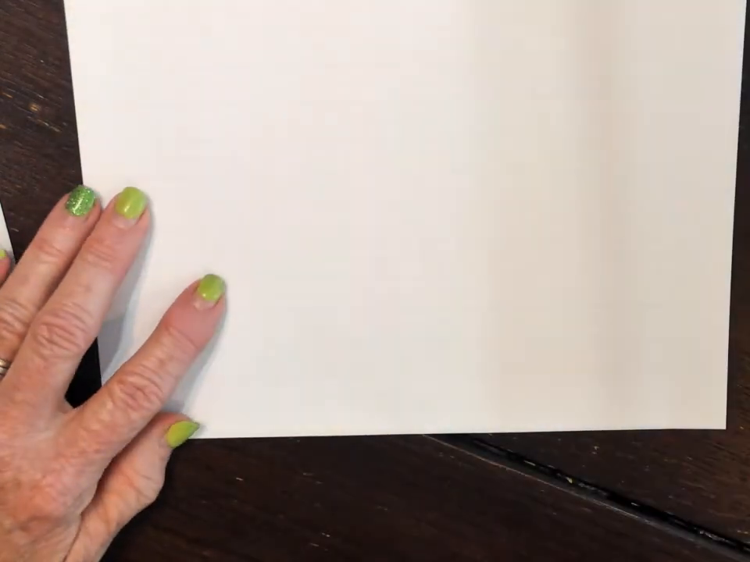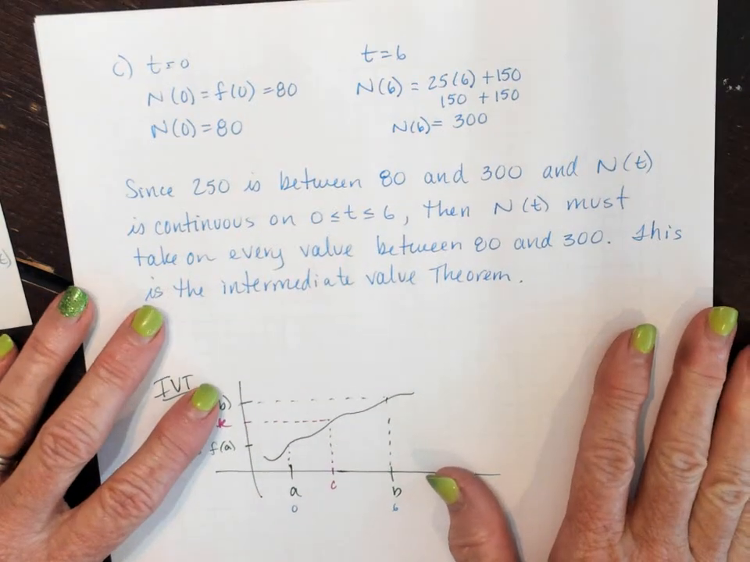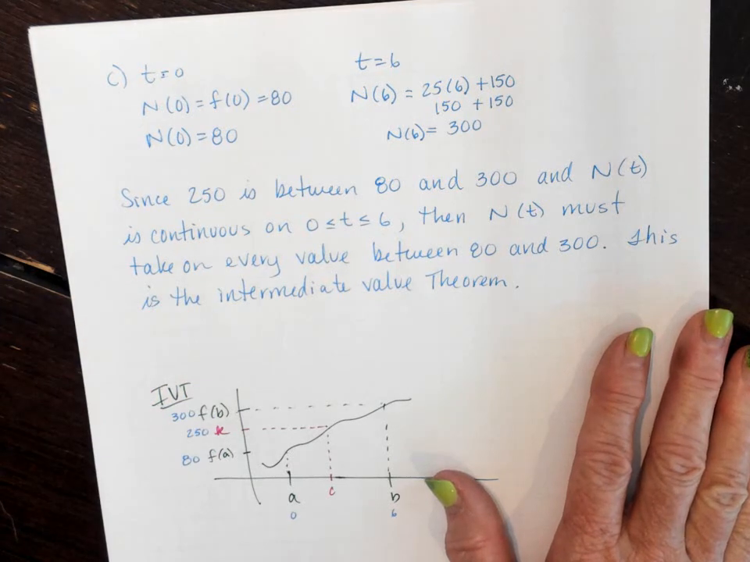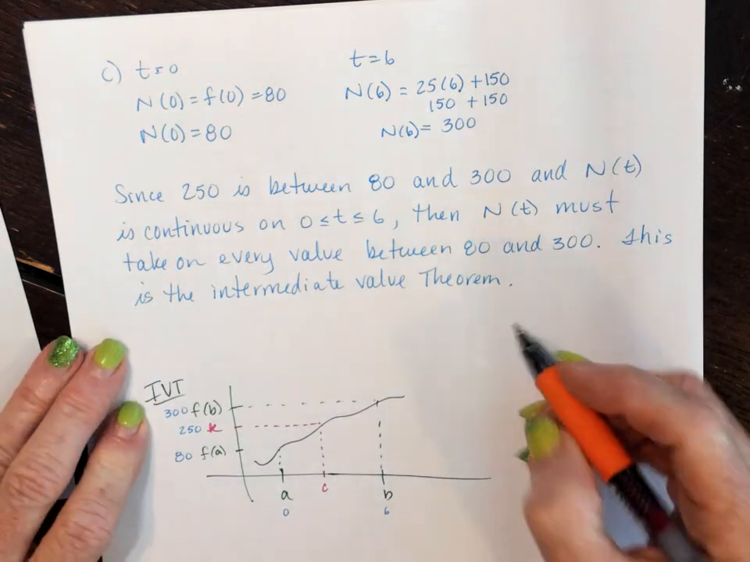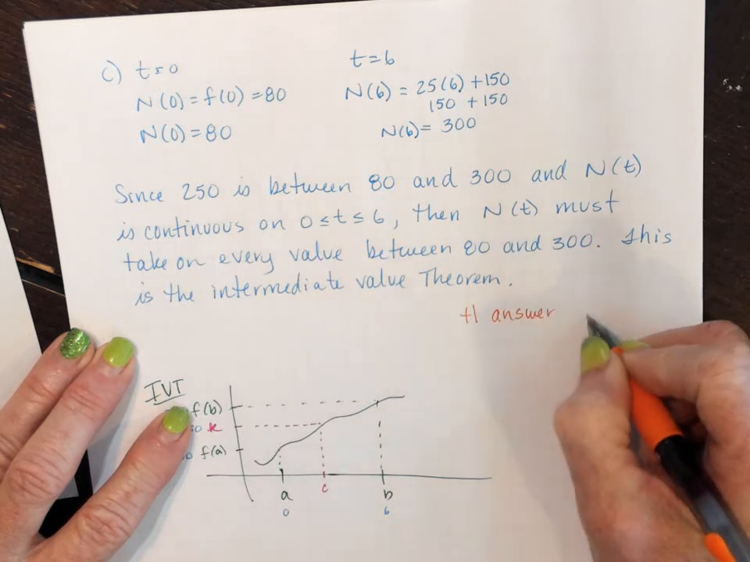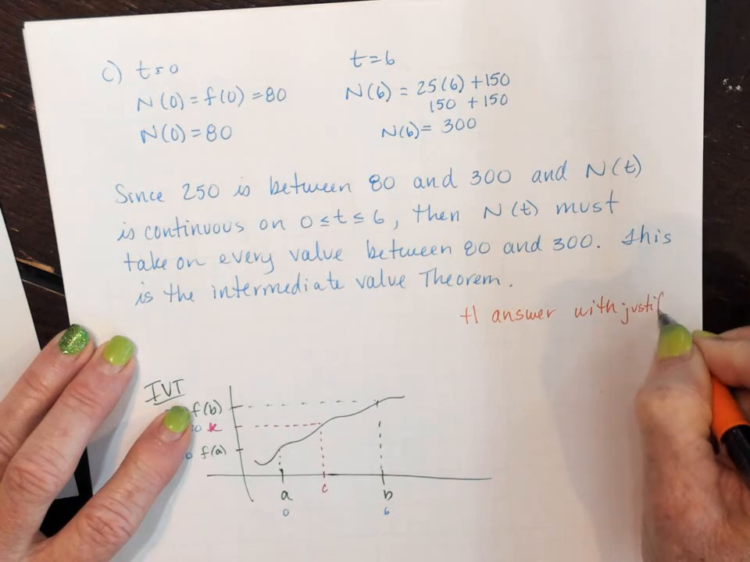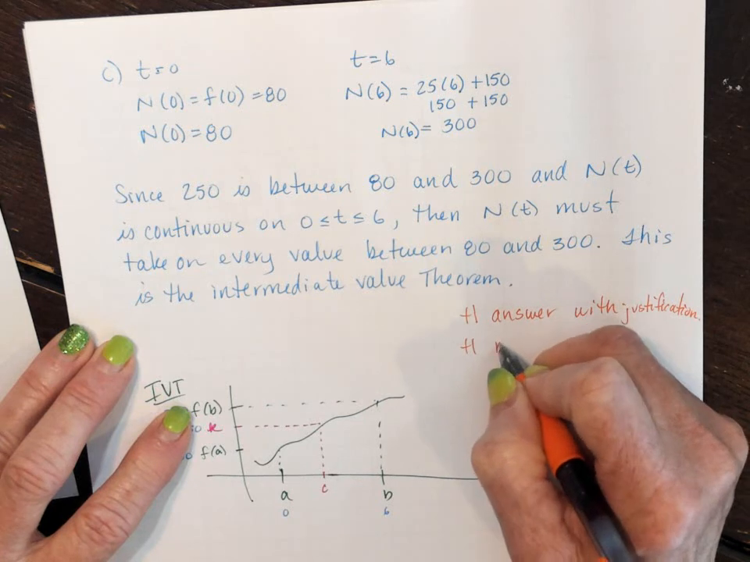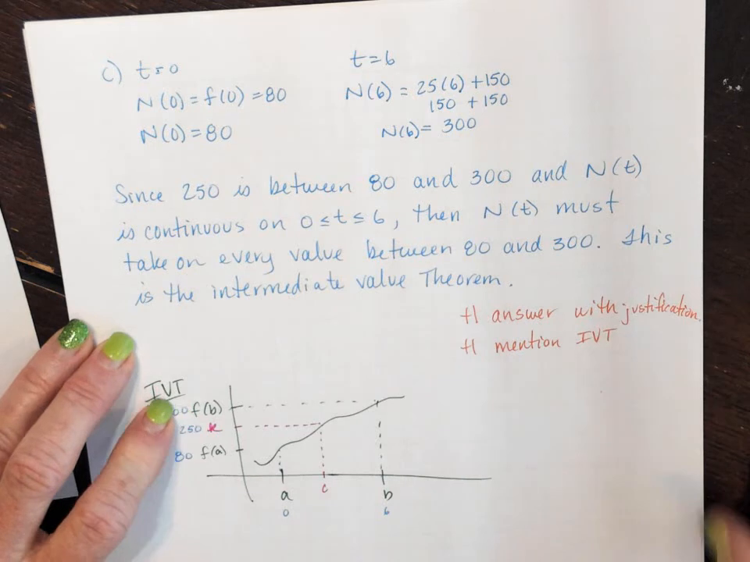All right, and this one, part C, here's where the point values are. This one gave us just 2 points. Where's my answer? Here it is. It was +1 for the answer with justification, and +1 to mention the intermediate value theorem.